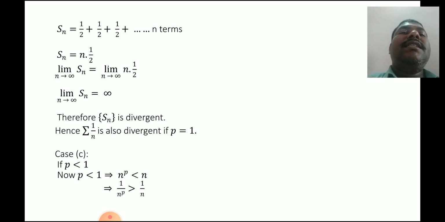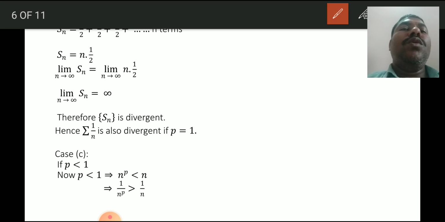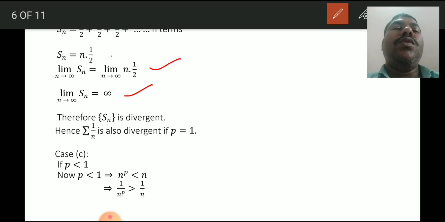Next, Sn is equal to half plus half up to n terms. So that means Sn is equal to n times half. So apply the limit on both sides. Limit of Sn as n tends to infinity is equal to limit of n into half as n tends to infinity. So this is equal to infinity. That means Sn is divergent. Therefore, the series summation 1 by n is also divergent if p is equal to 1.